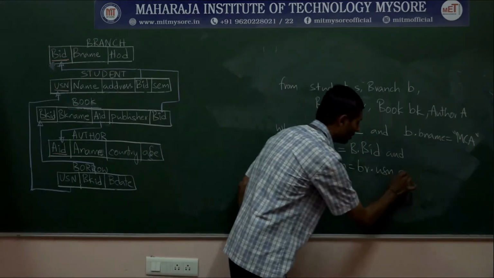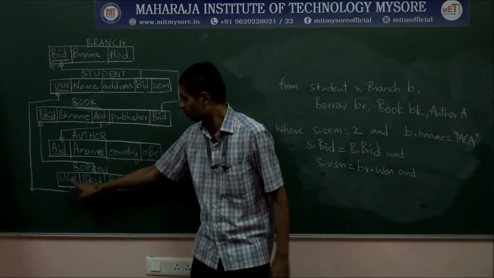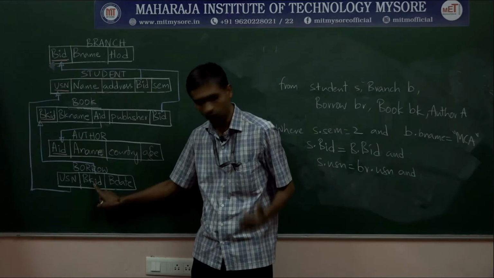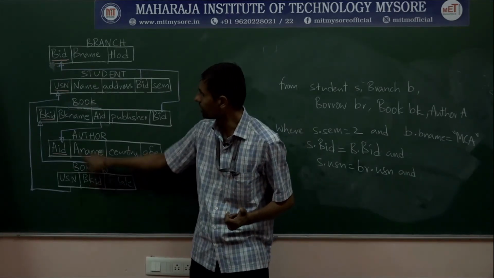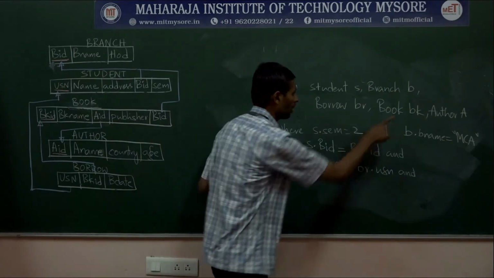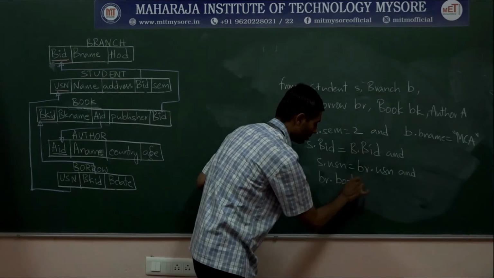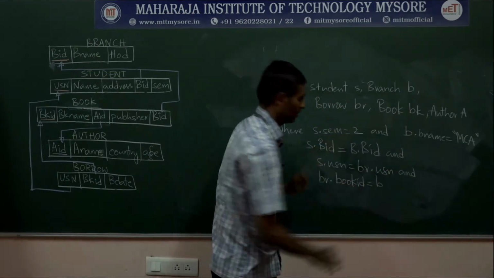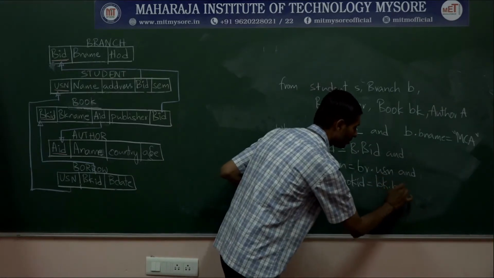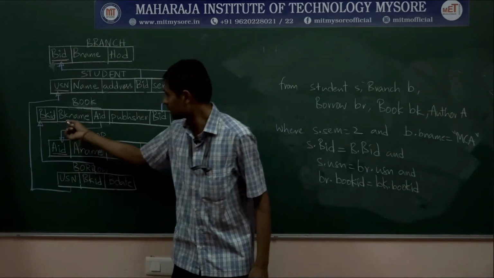What's the next step? I want to retrieve that respective book name. I got this borrow, which all the students have borrowed books, and I want their book name. To get it, the borrow table book ID should be equal to the book table book ID. So borrow means br, br.book ID is equal to book, bk, bk.book ID. That itself is not enough.